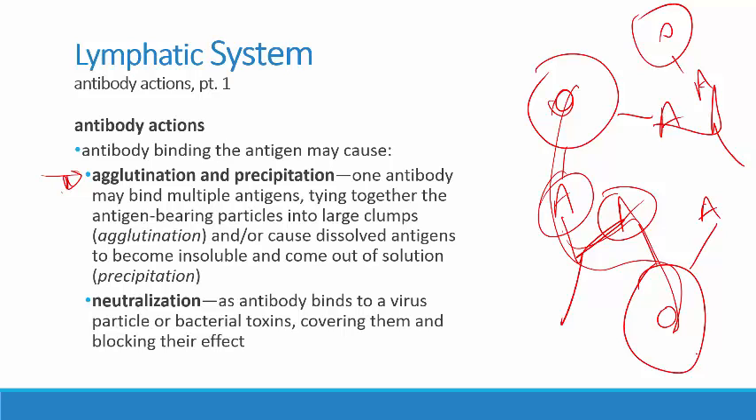And when we talk about neutralization here, that means that these antibodies will bind to, say, a virus particle or to a toxin that's produced by a bacterium, and it can cover them up so that no part of this virus or this toxin can make direct contact with anything out there in the body. So it neutralizes the effect of it. It can't let it be toxic anymore, or it can't let the virus become infective anymore.